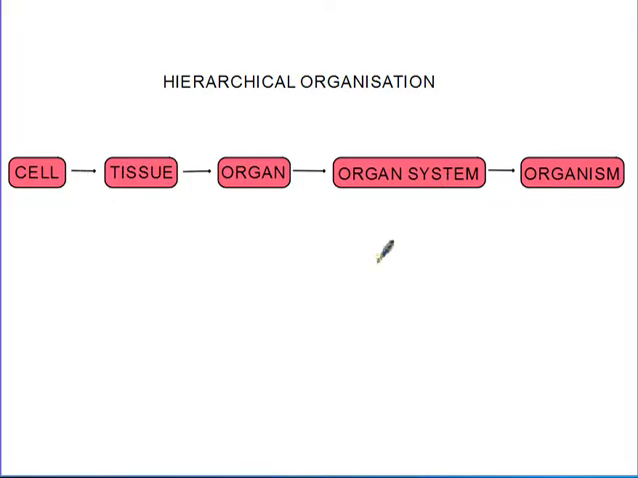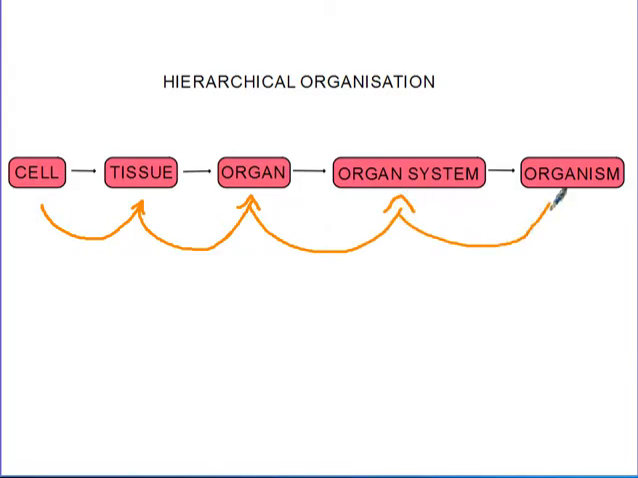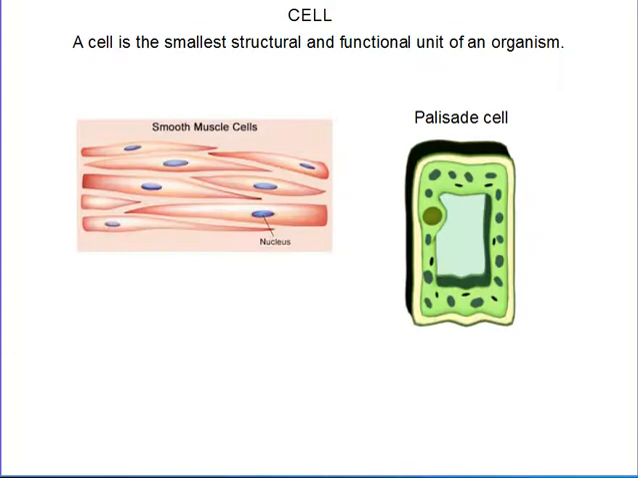Now, this is the hierarchy. We start from the cell, which is the smallest. They will come together to form a tissue. The tissue will come together to form an organ. Organs form organ systems, and lastly, the whole organism. So the cell is the smallest, and cells come together to form a tissue, to form an organ. We get a system, and then we get an organism.